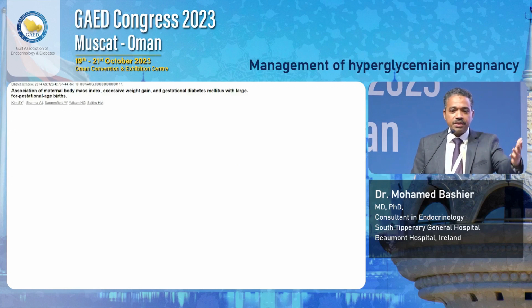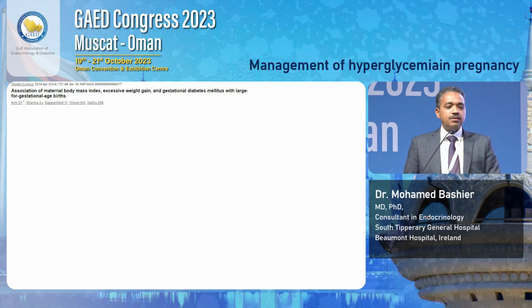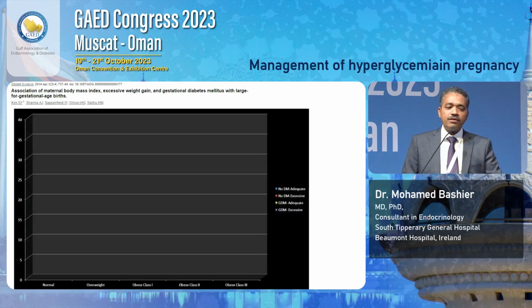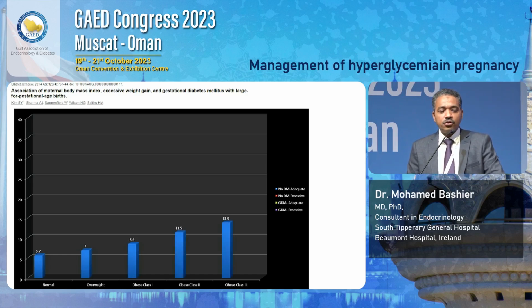So how do we try and put all these risk factors together? Obesity, gestational diabetes, and excessive gestational weight gain. And this paper that looked at a very large number of deliveries tried to answer the question. I turned them into blocks like that in order to explain it more easily than the table. So at the bottom here, you will find the different classes of weight. And then in the blue bars, you'll find the risk of large for date in those women who have no diabetes and have adequate gestational weight gain.